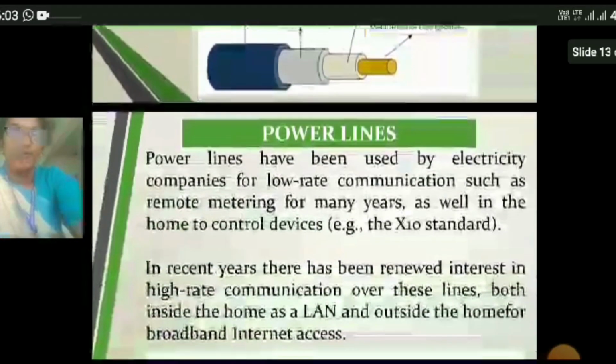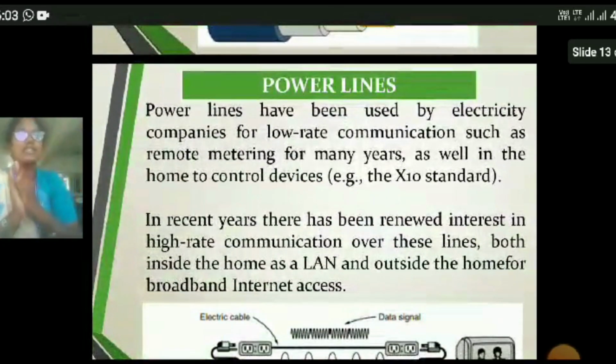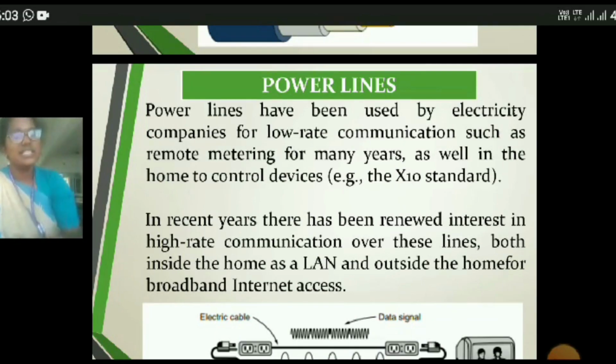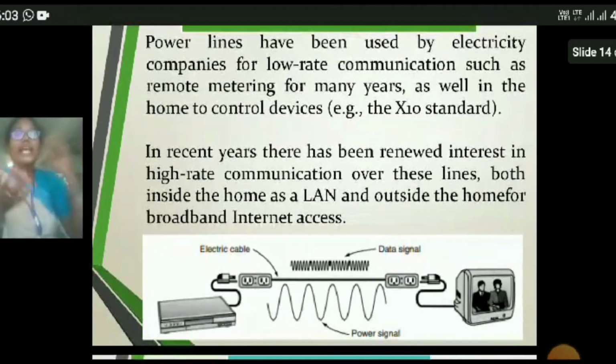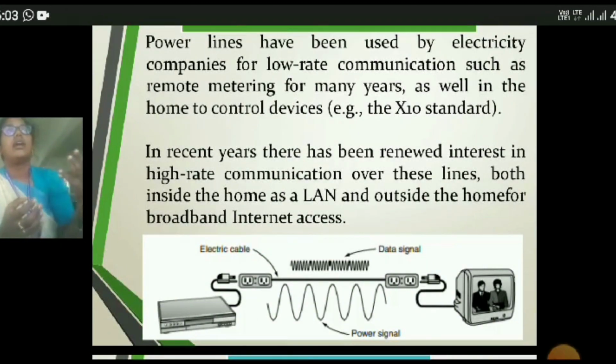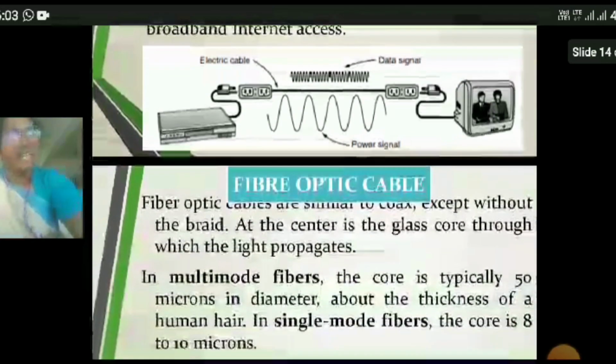Then we are going to discuss power lines. Power lines have generally been used by electricity companies for low-rate communication, such as remote metering, for many years. In recent years, there may be high-rate communication over these lines. It can be used for your telephone lines or TV lines, etc.